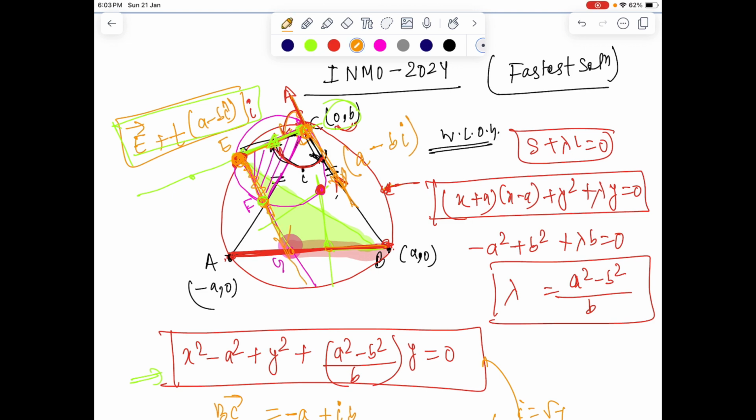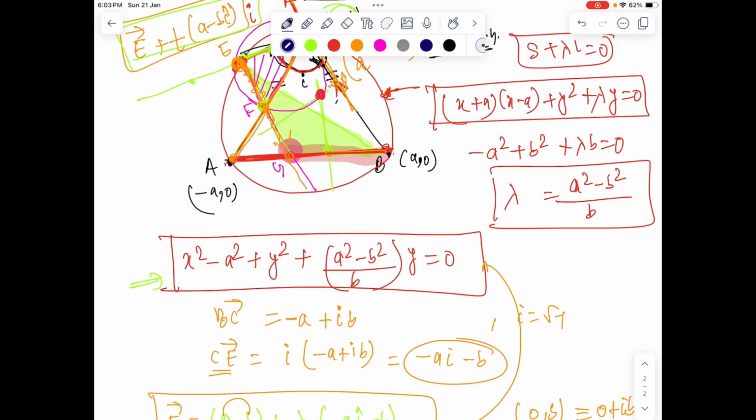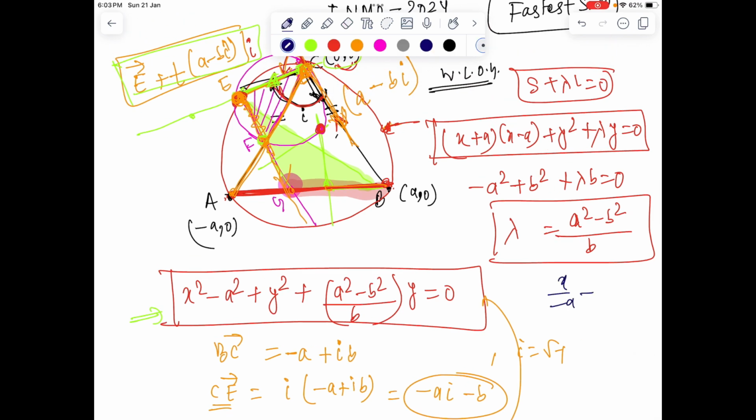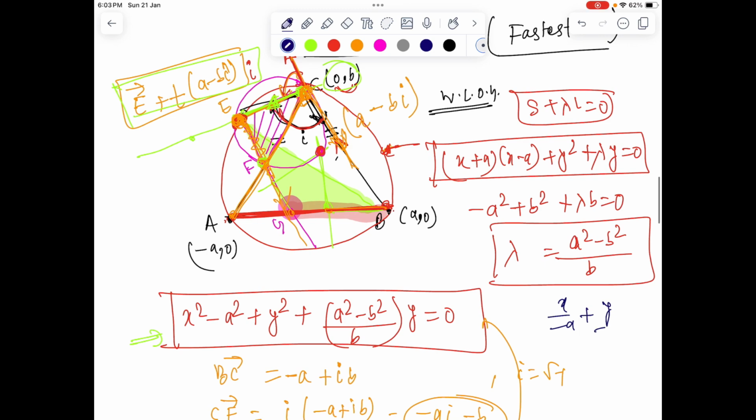So what is the significance of this point? This represents any point along the line EG, right? Now if I make this point satisfy the equation of the line joining A and C, that's quite easy, because the equation of the line joining A and C is going to be x by minus A plus y over B equals 1. So now you see the coordinate.